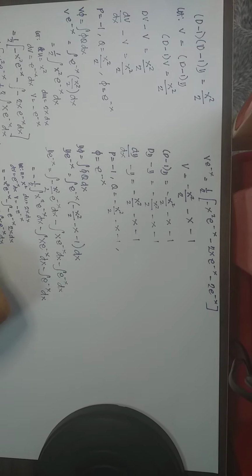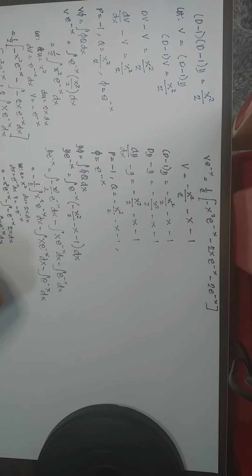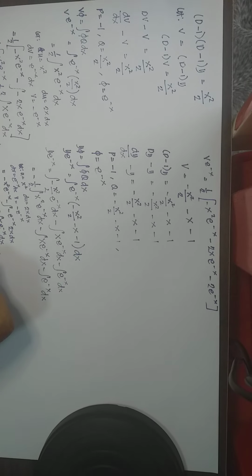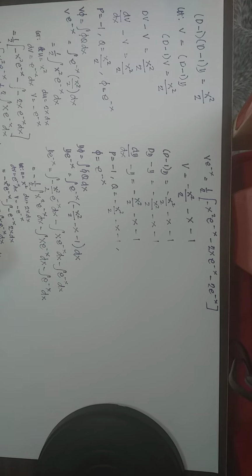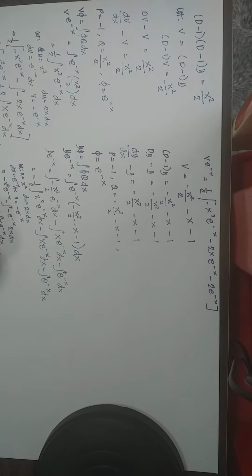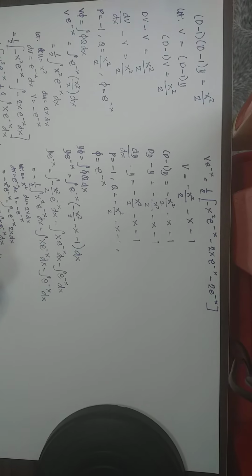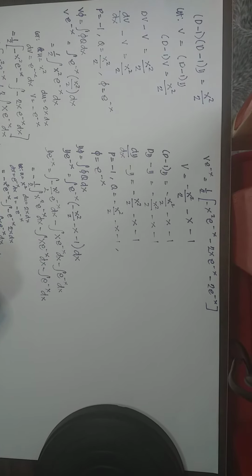Your u here is x. dv is e to the negative x dx. Your du is dx. Your v is negative e to the negative x. So, 2 times negative x e to the negative x minus the integral of negative e to the negative x dx. Or we have negative x squared e to the negative x minus 2x e to the negative x.